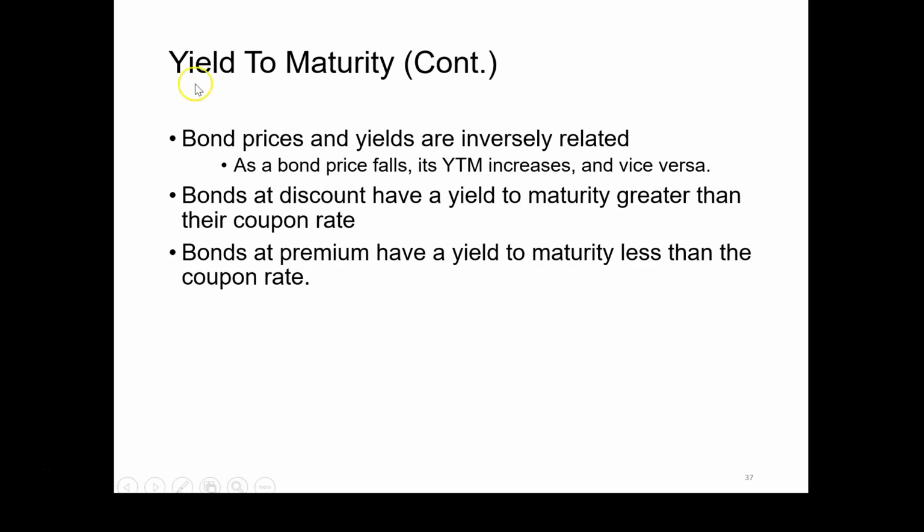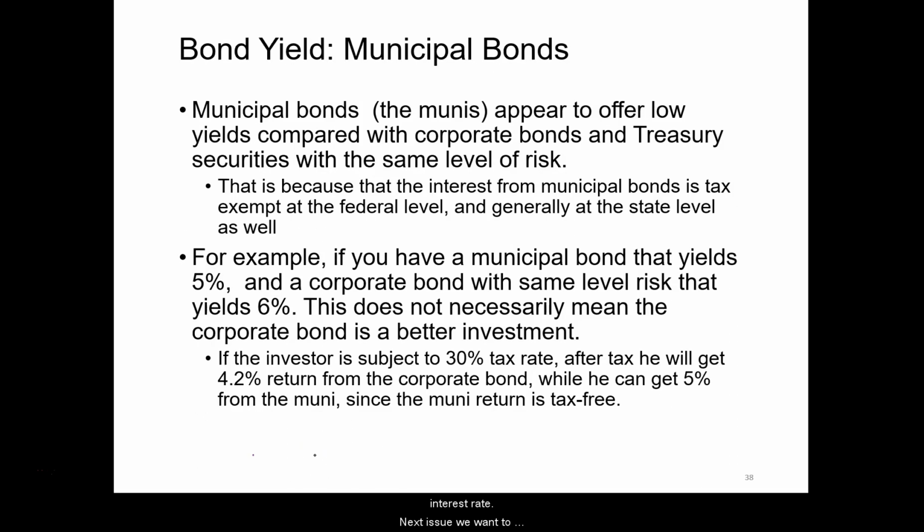Also, if we are looking at bonds that are selling at a discount, remember those are the bonds with a price lower than the par value, their yield to maturity would be greater than the coupon interest rates. And for bonds that are traded at a high price, a premium price, or say a price that is above the par, their yield to maturity will be lower than the coupon interest rate. The next issue we want to mention about the bond yields is about the muni bonds, the municipal bonds.